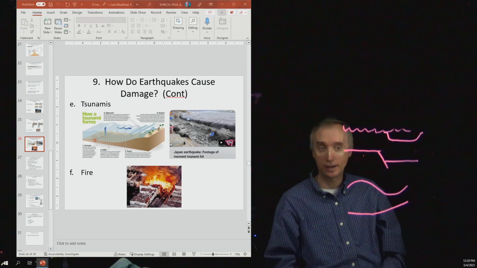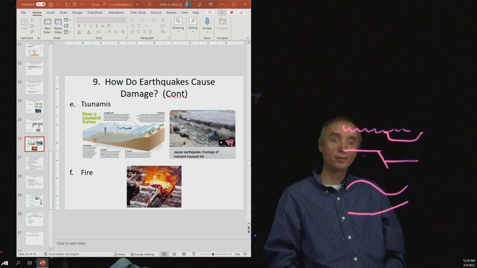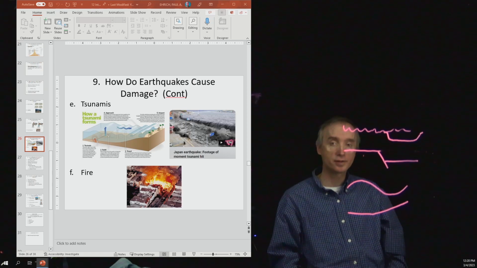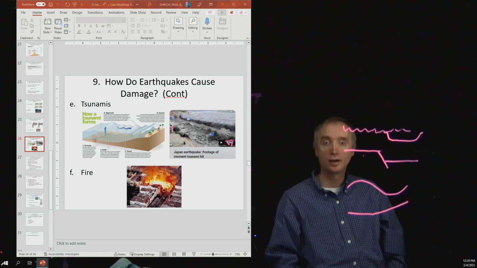Then another thing that's going to happen as a result of earthquakes is it's going to break gas mains, and when those gas mains ignite, it's going to cause terrific fires. So that's another danger that earthquakes can do.